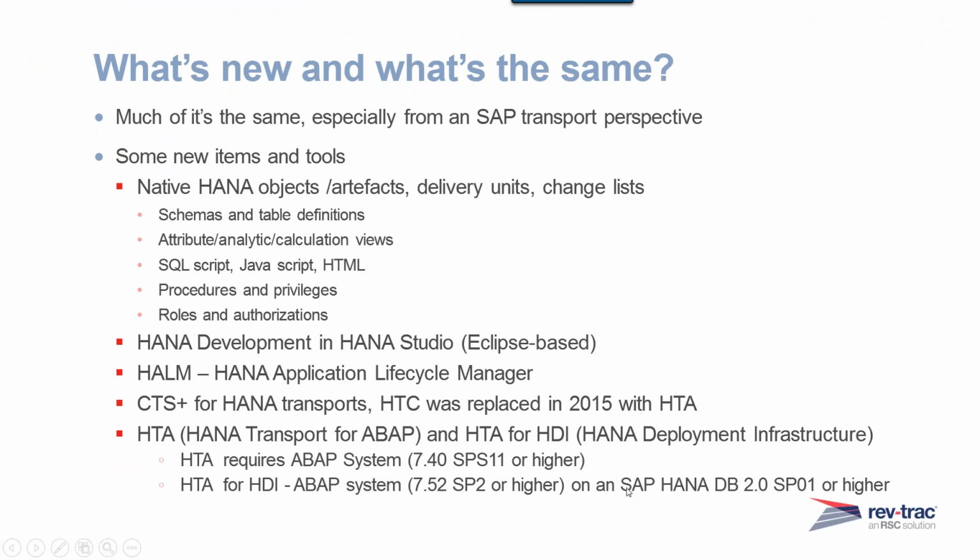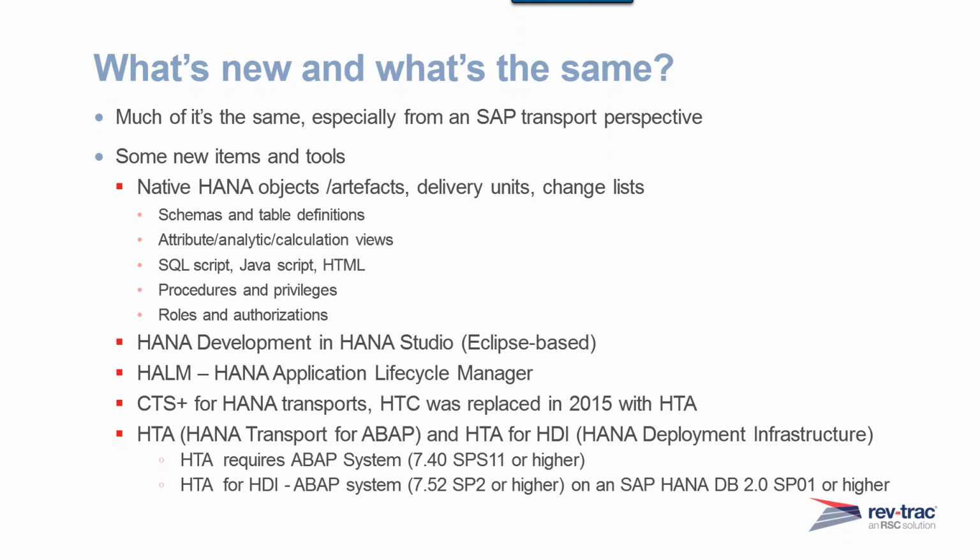Okay. So next topic is what's new and what's the same, right? From an SAP transport perspective, many things are similar and familiar for SAP, for HANA, and for S/4HANA. The core programming language for HANA and S/4HANA remains to be ABAP, as it's been forever in the SAP world. With Suite on HANA, basically nothing has changed for SAP transports unless you're developing native HANA objects, which are some of the examples shown here in the list.